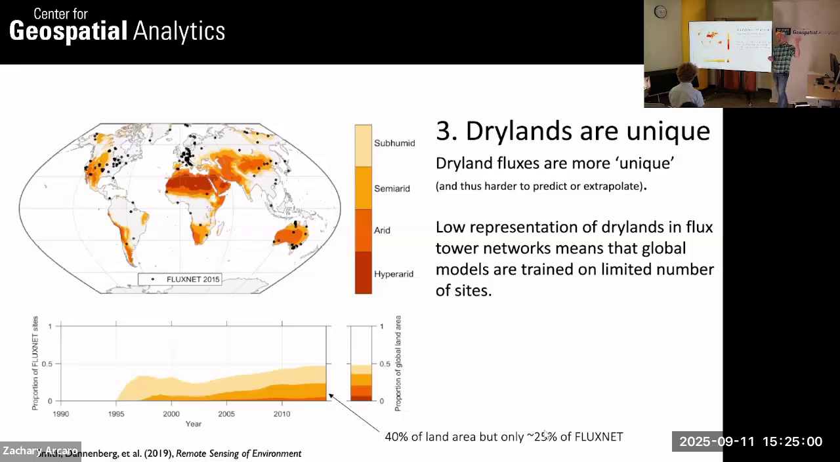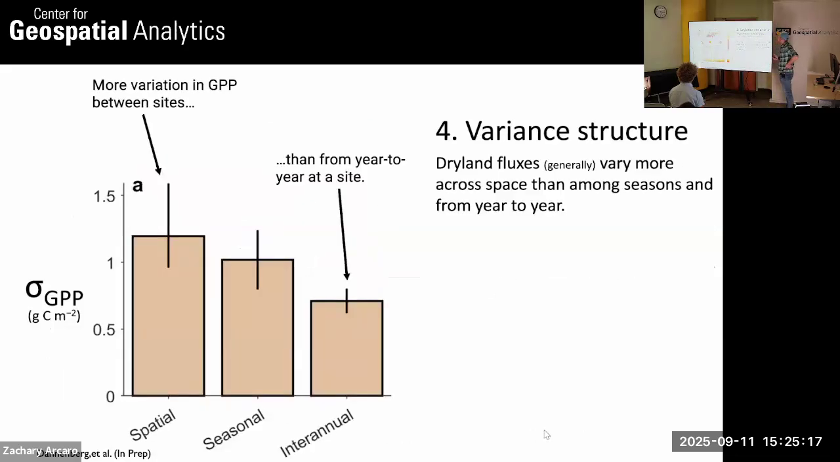And so if you have high uniqueness of dryland ecosystems combined with relatively few observations, that proves to be a problem for the models, because those satellite-based models are built using this network largely. And then the fourth thing that we identified as a problem is just the variance structure of primary production and evapotranspiration. And I'll talk through what I mean here.